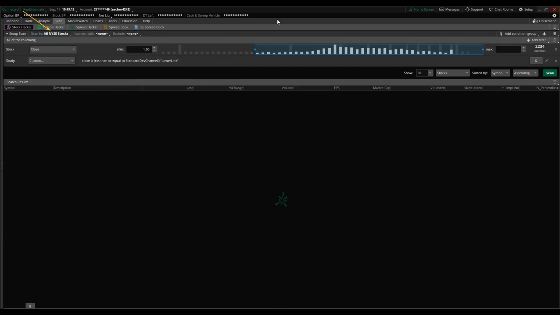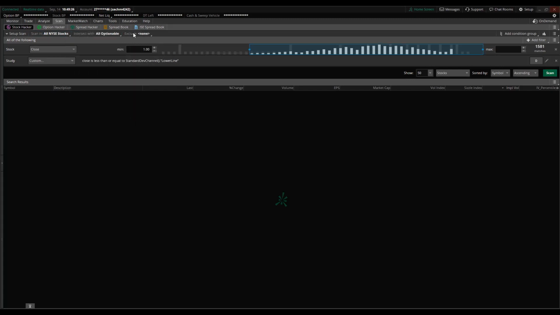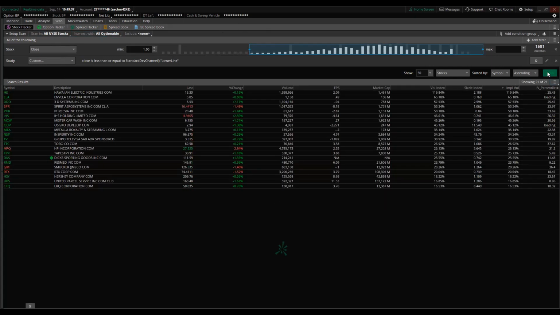And then the next thing we want to do is go to intersect with, and where it says none, we're going to change that and put category, and we're going to put all optionable. This means that they all have options, if you're looking to explore some option strategies based off of this scan. So we'll hit scan, and this is going to run its results, and you see we have a list of 21 stocks. Again, not a list of hundreds of stocks for you to filter through.